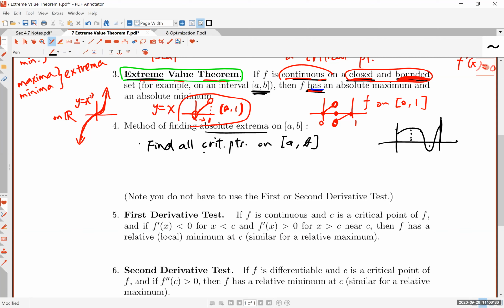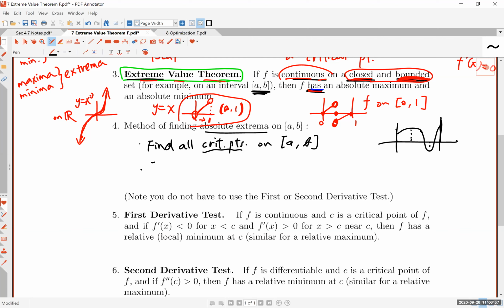So find all the critical points. I call them the usual suspects. You know, you round up the usual suspects, because these are the points where, if an internal maximum or minimum occurs, they have to occur. Remember, relative ones, local ones, have to occur at critical points. But not every critical point is a maximum or minimum, not even locally.